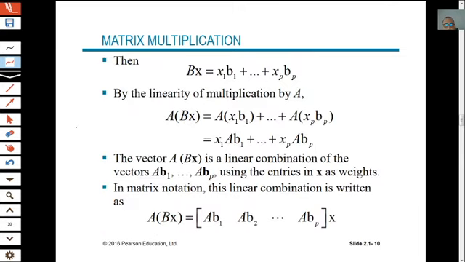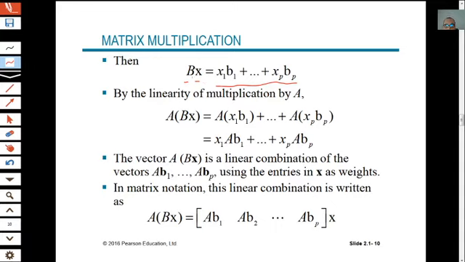So then the multiplication, the product of the matrix B and the vector x, will be in this form, namely the linear combination of the columns of the matrix B with weights x1, x2, up to xp, which are the components of the vector x, from chapter 1.